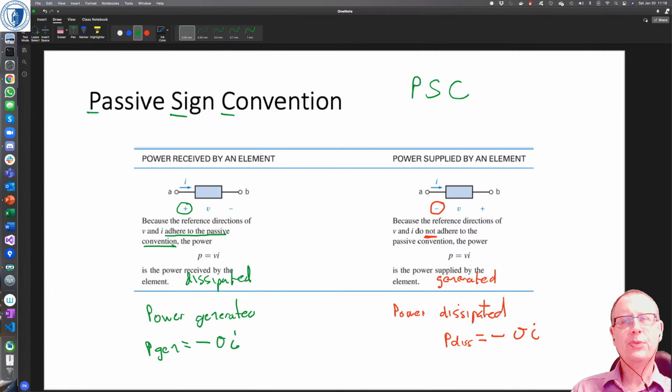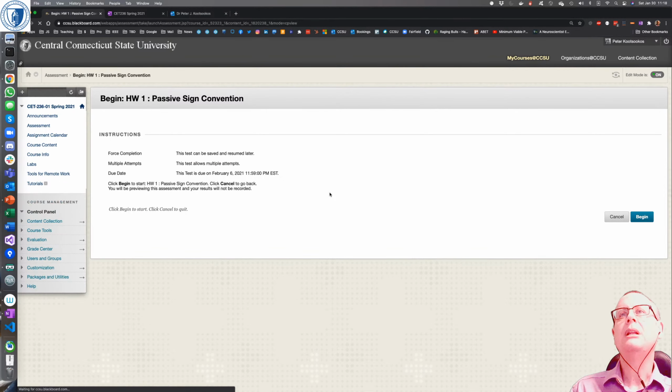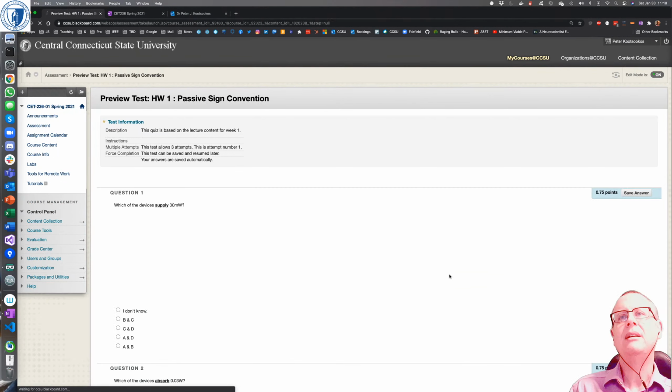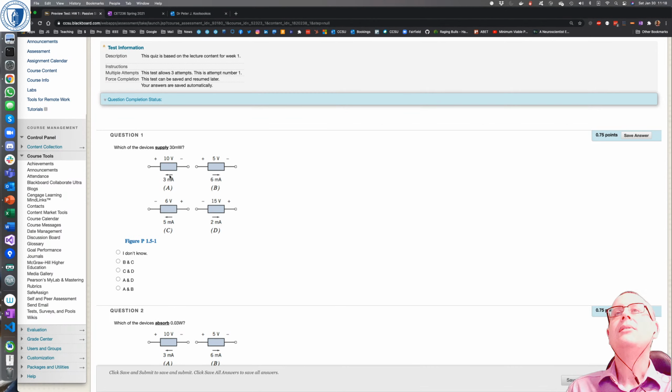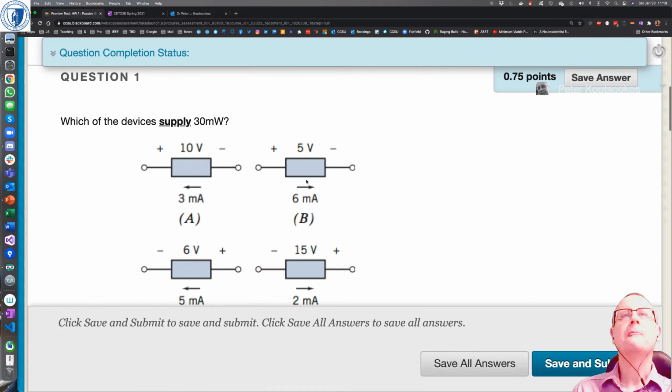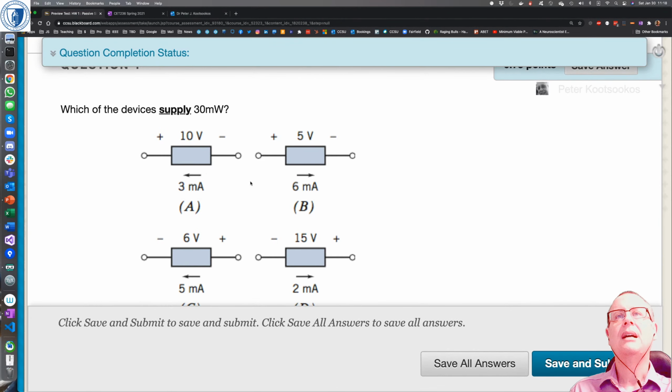So the first assignment is purely about the passive sign convention, and it's just a multiple choice thing. Which devices supply 30 milliwatts? And you can see there's current directions indicated. Let me just make it a bit bigger so maybe you can see it properly. Right, there's current directions indicated, and there's positive and negative value voltages indicated.